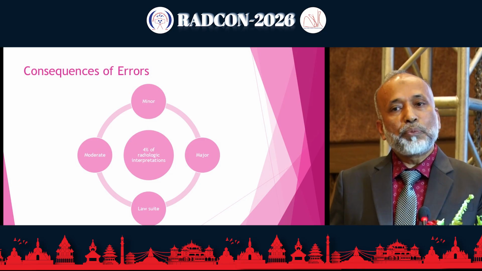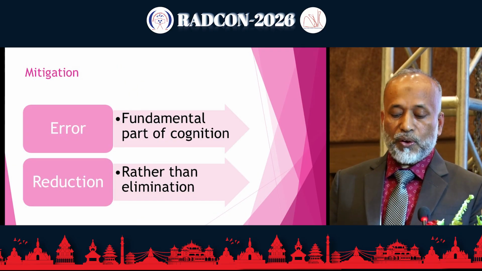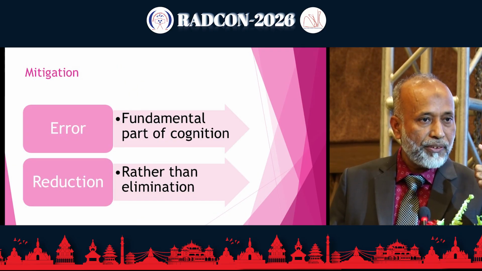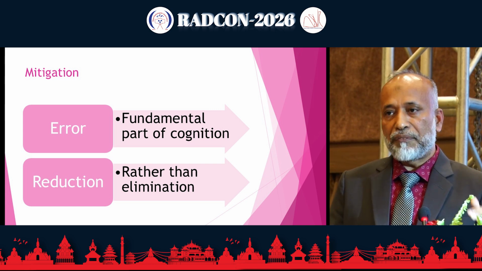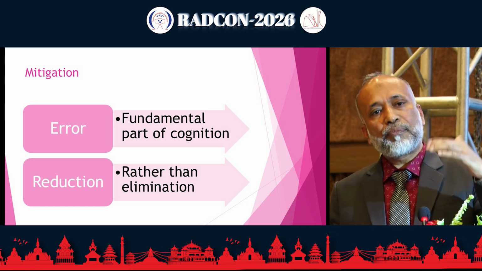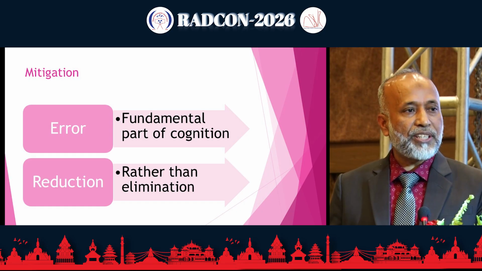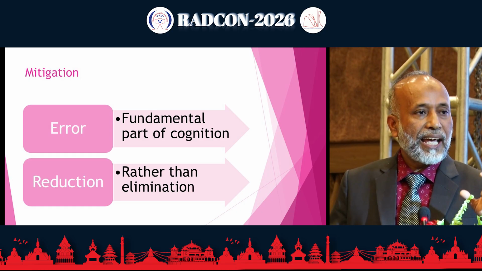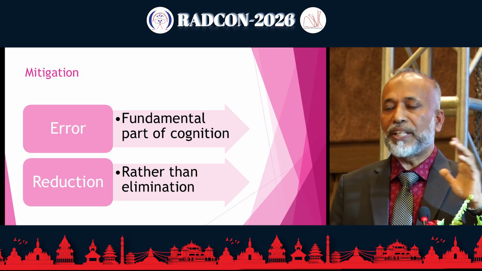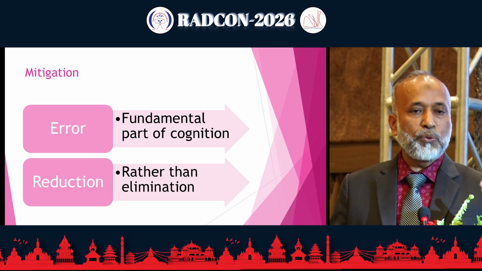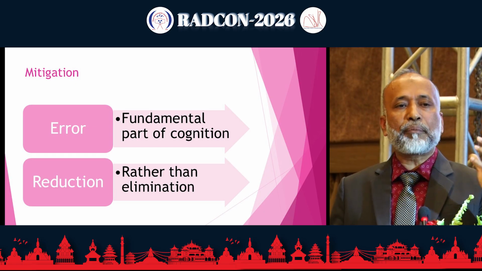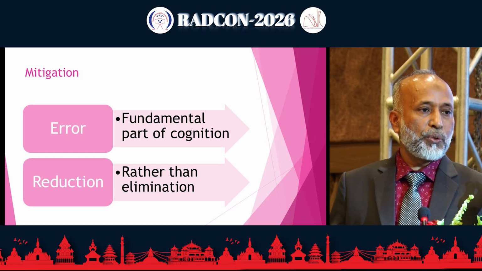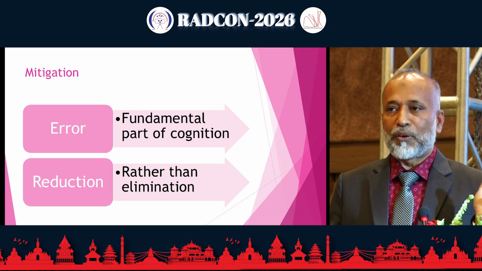And now, how to mitigate errors? As error is a fundamental part of the brain's cognitive process, and every system has some fallible things, we cannot eliminate the error totally, but we have to reduce it. So our target is reduction rather than elimination. We cannot eliminate. We will reduce. We will not claim that we do no error, but we will do the minimum error. It is not our claim.